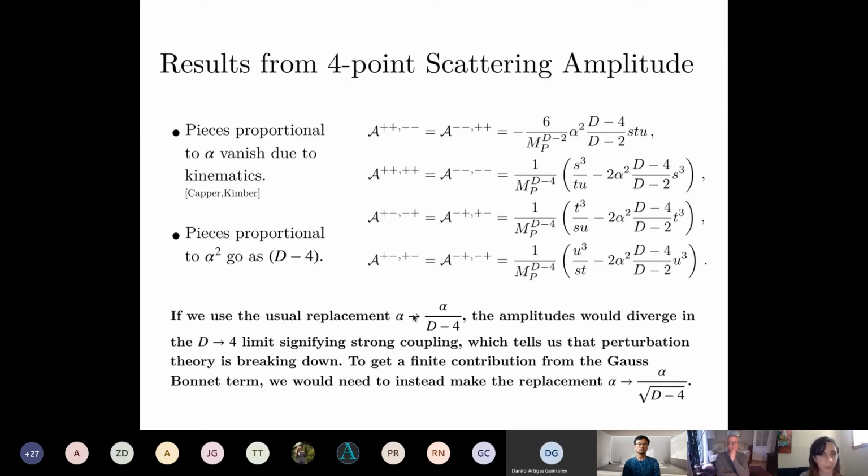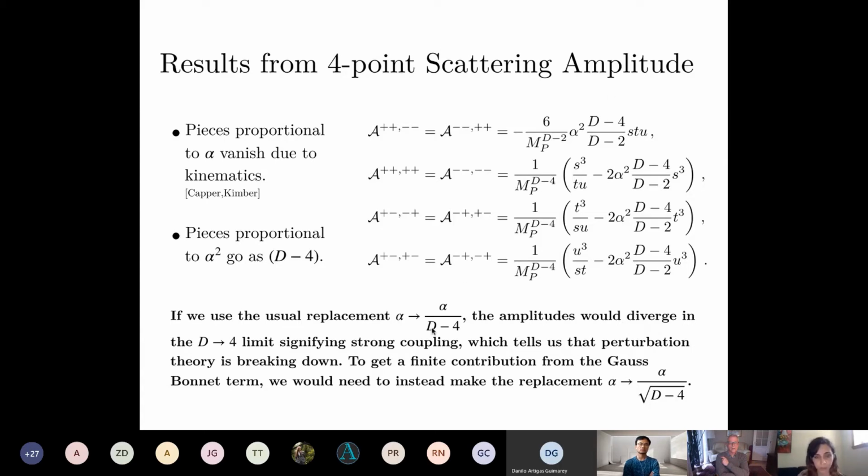Okay, so we did that, and so these were the results. The plus and minus here just correspond to, in the 4-dimensional picture, the positive and negative helicity. But your amplitude in arbitrary dimension would look like this. These pieces just come from GR, they have no alphas. And then it turns out that the pieces proportional to 1 power of alpha just vanish. This is just due to kinematics. And then you get pieces going as alpha squared, but instead of them going like d minus 4 squared, they go like d minus 4.